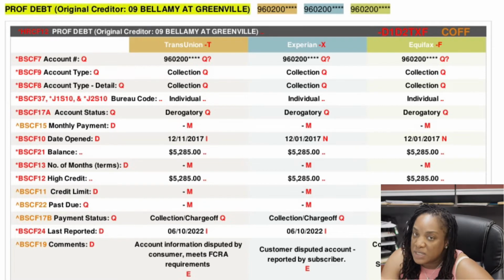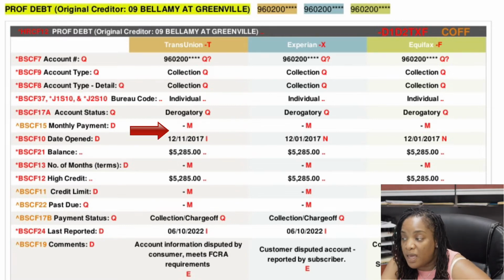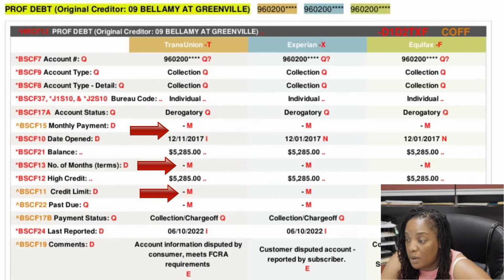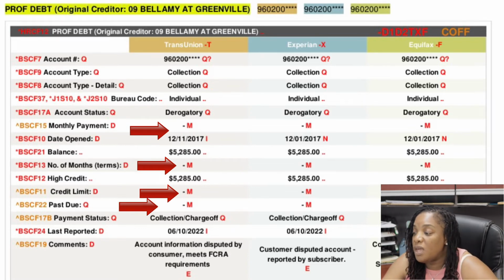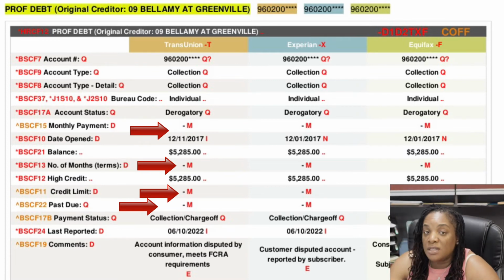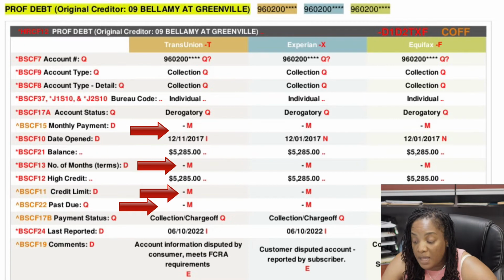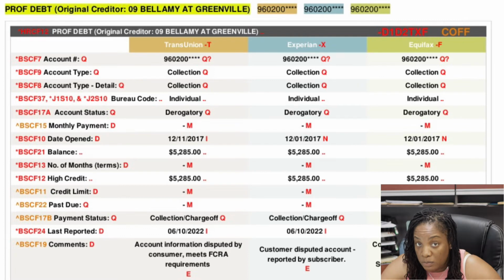and these are going to be some reasons why. As you can see, this image is coded very well. Most of it is in red. Beside monthly payment, we have all red M's. Beside number of months of term, we have all red M's, and all of this is required. Also, credit limit, we have all red M's. Past due balance, we have all red M's. Now remember, I told you that the red M means that the information is missing but required to be reported.